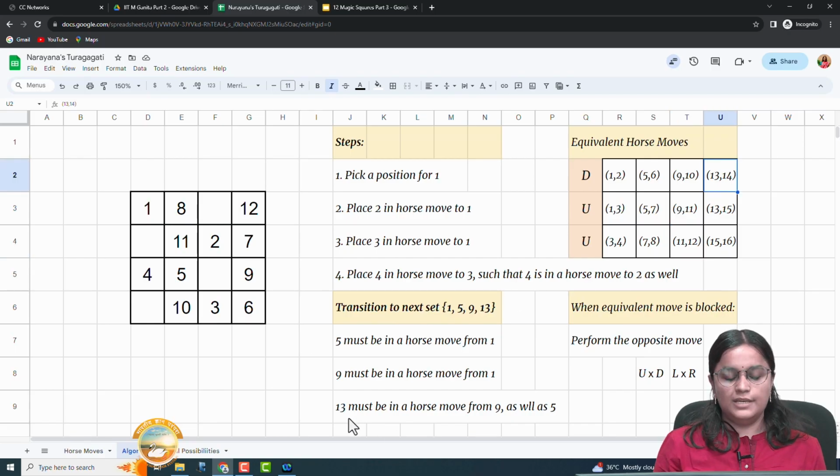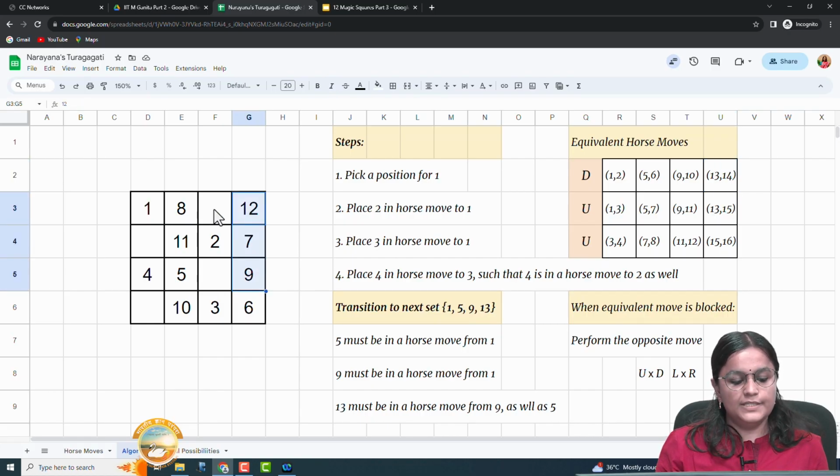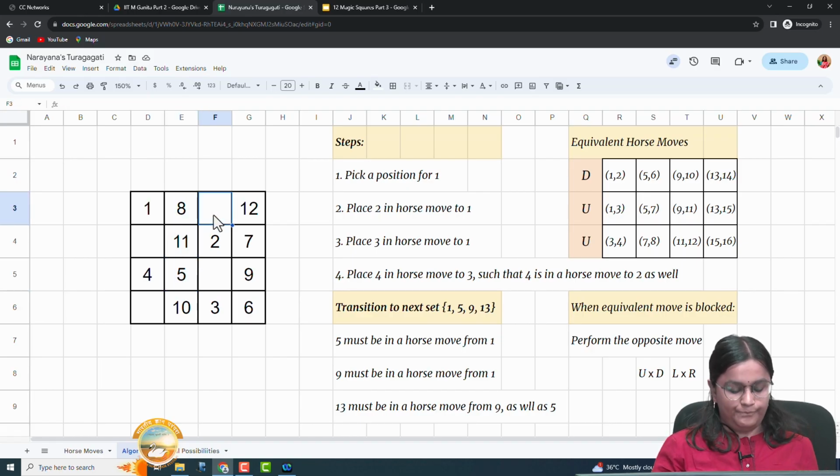As again you can see here, 13 must be in a horse move from 9 as well as 5. So, beginning from 9, we see this is one possibility of placing the number 13, and if we cross check from the number 5, it is also in a horse move in the upward direction.